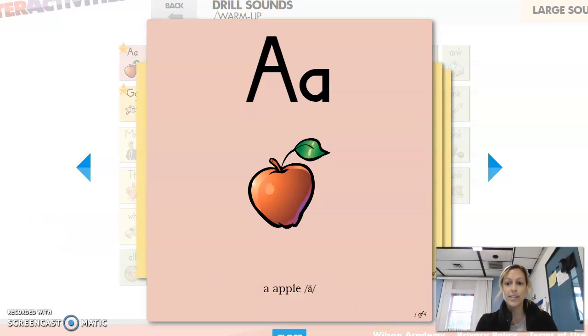Hello, boys and girls. Today we are going to be reviewing some of the letters that you learned earlier in the week. This is the letter A. This is an apple. The letter A says the sound ah. When we see this card, we can say A, apple, ah.